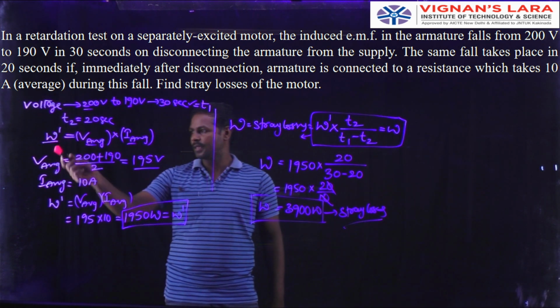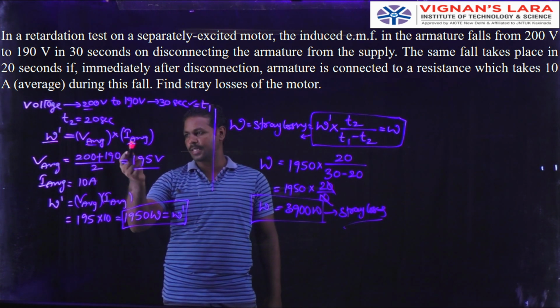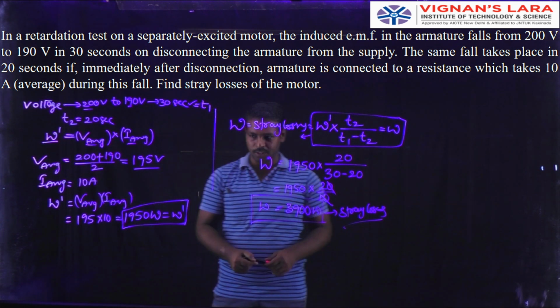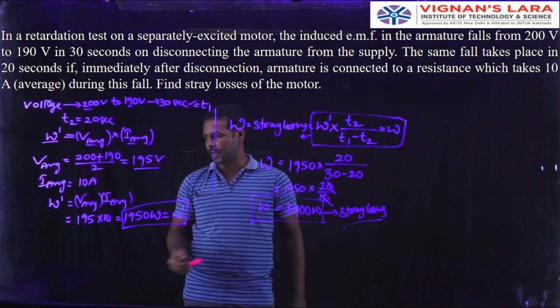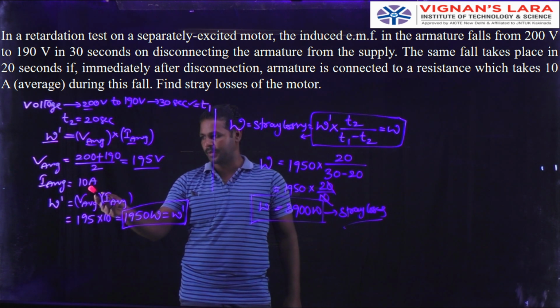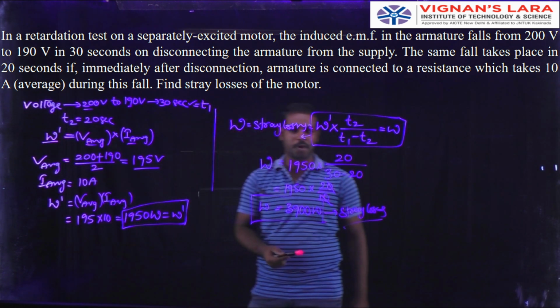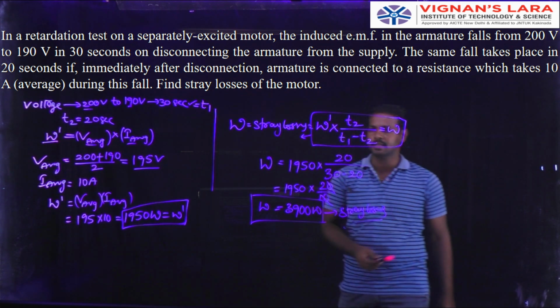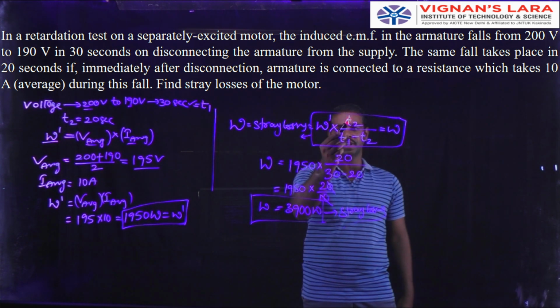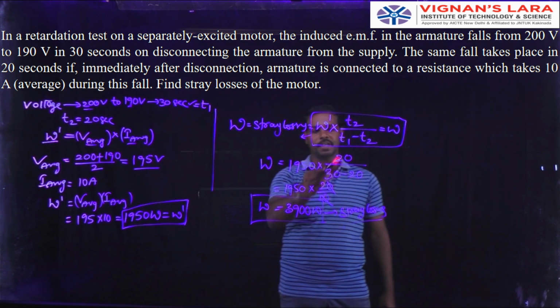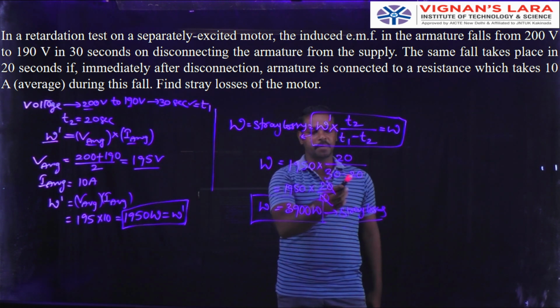So we can find W dash is equal to V average into I average. V average is equal to the summation of both voltages divided by 2, which is 195 volts. I average is the already given value, 10 amperes. The product of these two is 1950 watts. Then stray losses W is equal to W dash into T2 divided by T1 minus T2, so W is equal to 1950 into 20 divided by 30 minus 20.